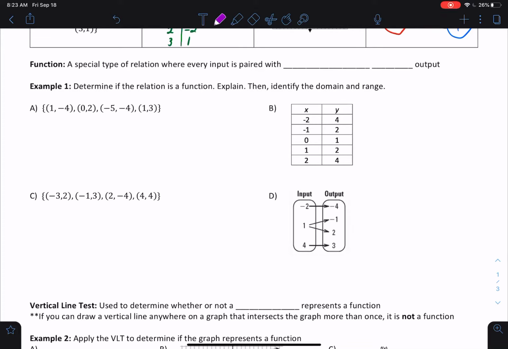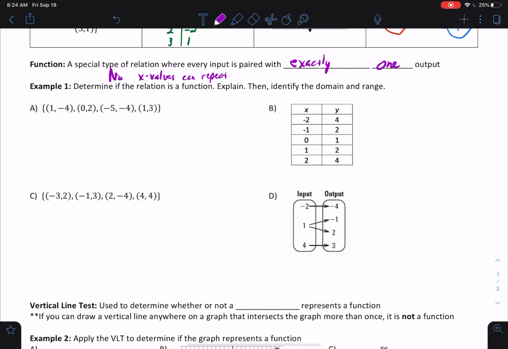So now let's talk about functions. Functions is a key topic, not only for this course, but in every course from here on out. What you're going to really be talking about are functions. And functions are a special type of relation, so a connection between an input and an output. A special type of relation where every input is paired with exactly one output.